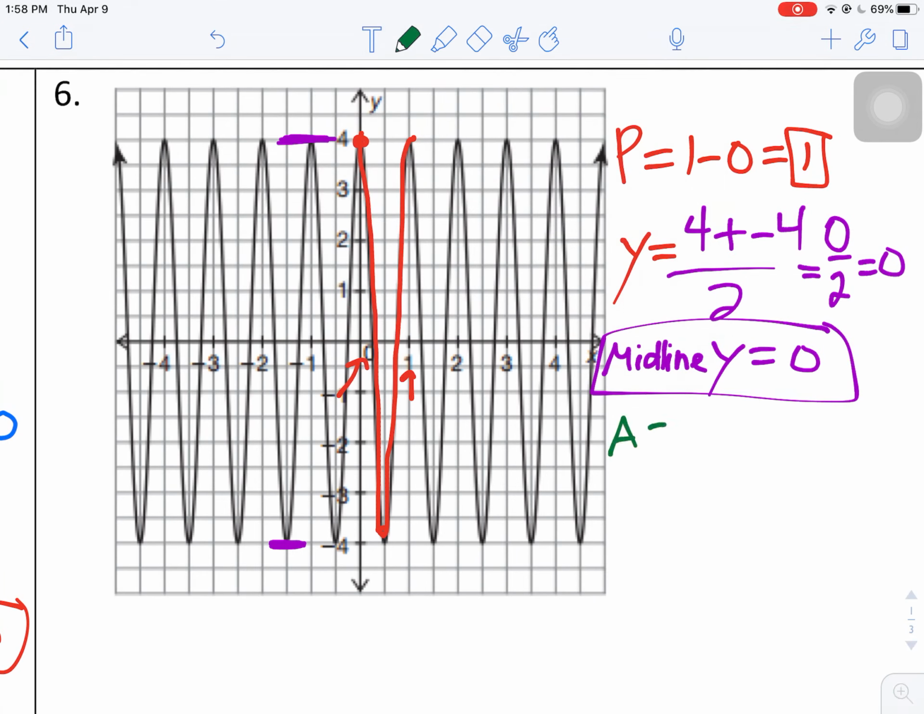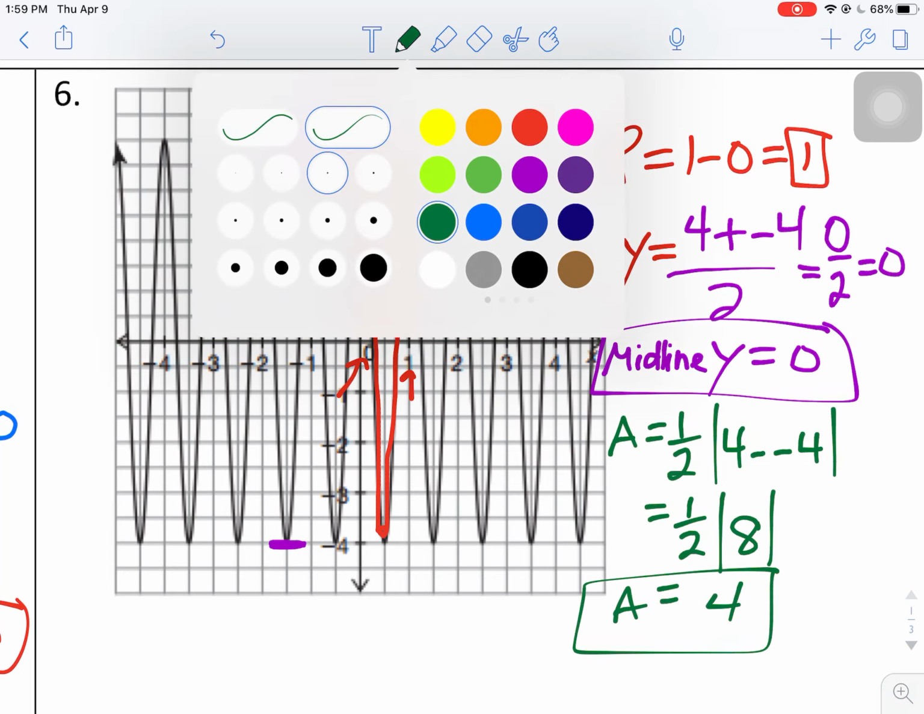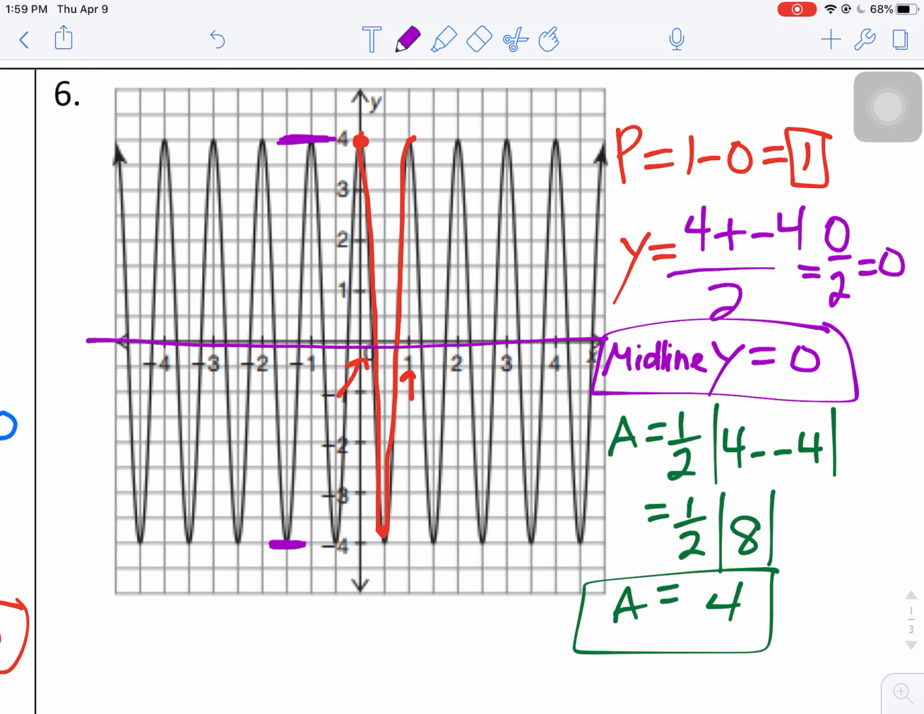Amplitude is 1/2 the absolute value of the max minus the min. Remember that double negative turns into a plus sign inside the absolute value bars. So you get 4 for your amplitude. And again, that should make sense to us. From my midline of y equals 0, let me color code that for us. So here's my midline, y equals 0. I go up 4 and I go down 4. So it all checks out.